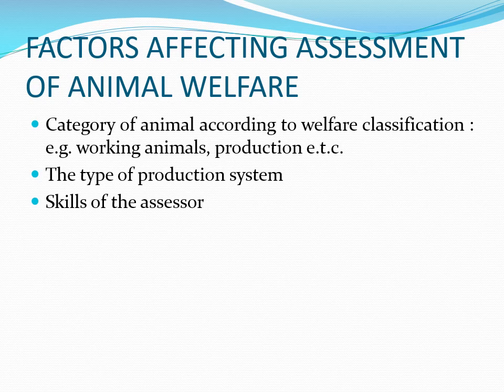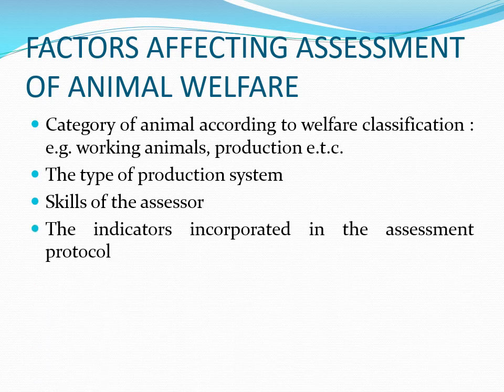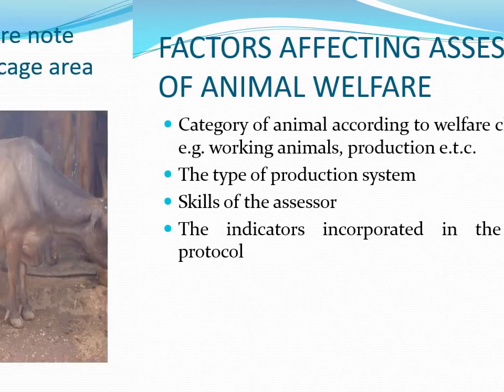The third factor is the skill of the assessor. Of course, if you don't have certain skills, there are things that you will not manage to assess. And number four, the indicators incorporated in the assessment protocol. Depending on the welfare system, there are different indicators, so each indicator will influence the assessment.